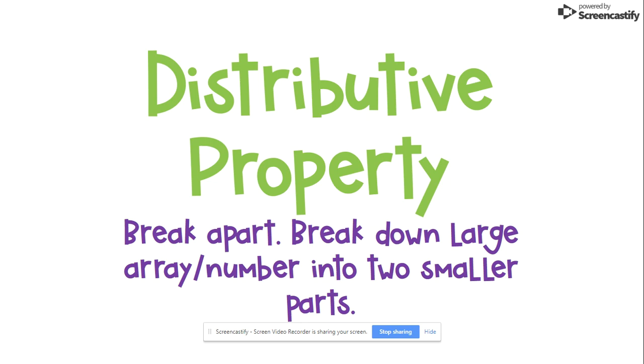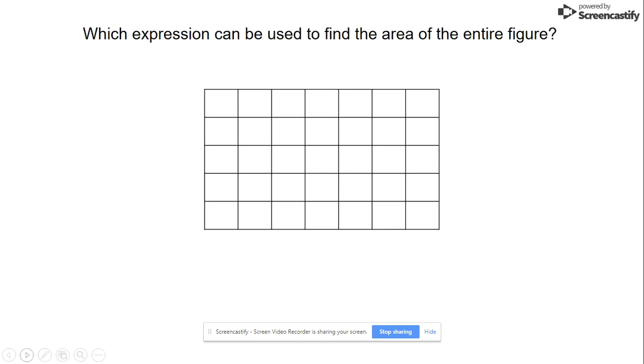my classroom because we are going to just take a rectangle or an array and break it into two smaller parts. In this first example, I have a rectangle with 5 rows of 7 squares. So I could simply multiply 5 times 7 to find the area of this rectangle. But I want to apply that distributive property and break it down into two smaller pieces.